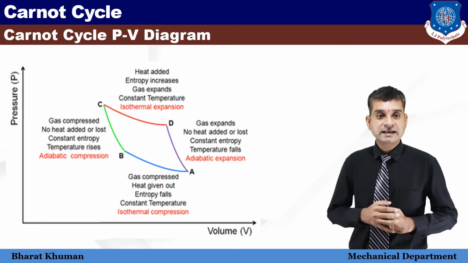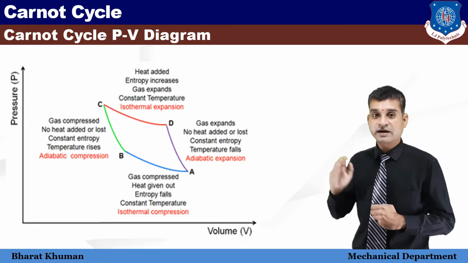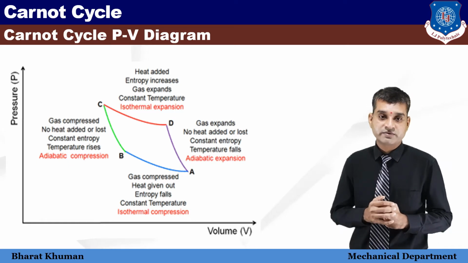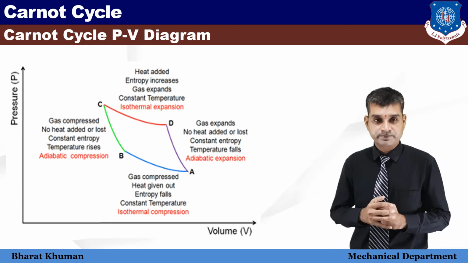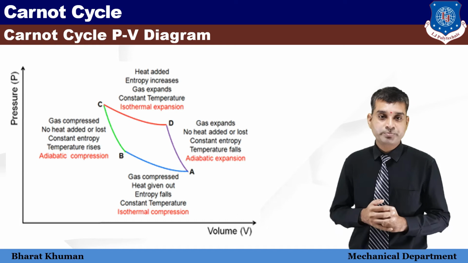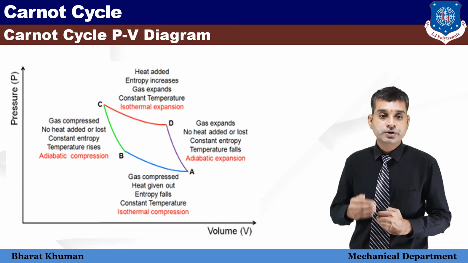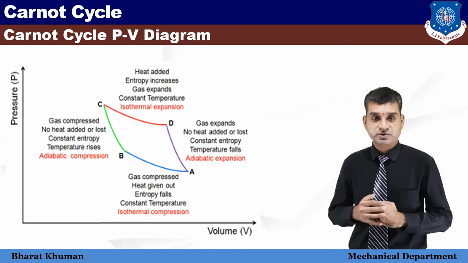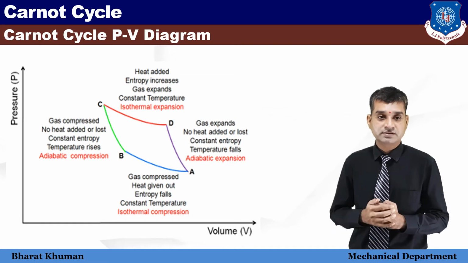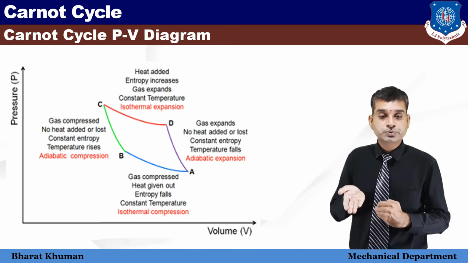Now students, let's see process BC. Here we can see in the diagram it represents a reversible adiabatic compression, otherwise we can say isentropic compression. Students, in this process the engine is perfectly insulated so that no heat is lost or absorbed. The gas continues being compressed slowly until the temperature rises from low temperature to high temperature.